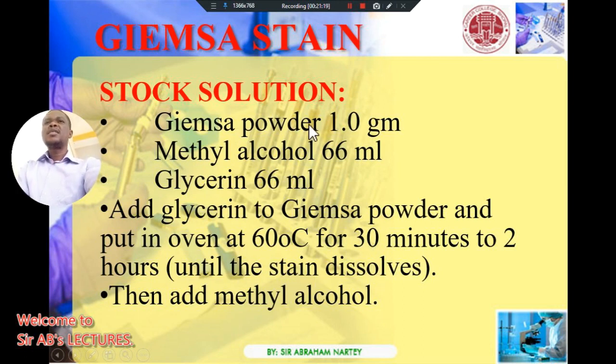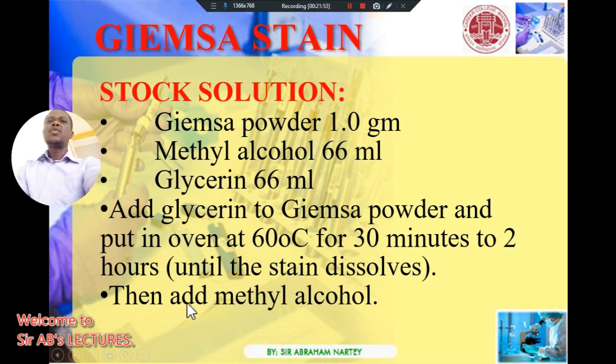This Giemsa powder takes a long time to dissolve. So when you put it in the alcohol, then you add the glycerin. But the alcohol will not go into the oven because alcohol is what? It's highly inflammable. So this alcohol is not going into the oven. Be very careful, when you do that, you end up burning yourself. So it's only the glycerin and the Giemsa powder that will go into the oven, 60 degrees Celsius for 30 minutes to 2 hours until you see that the stain has permanently dissolved.